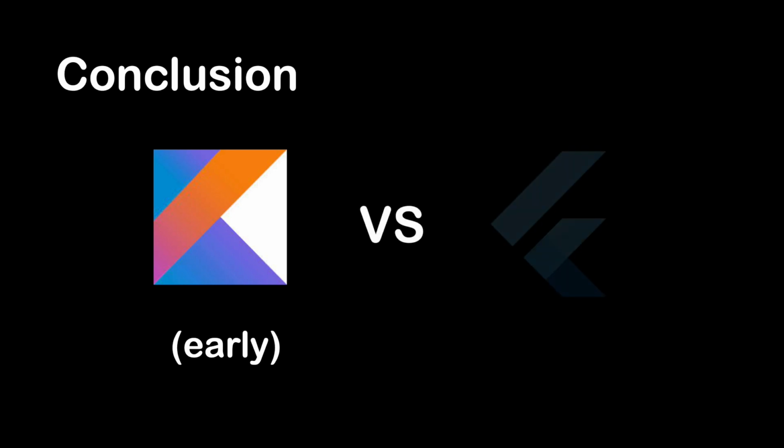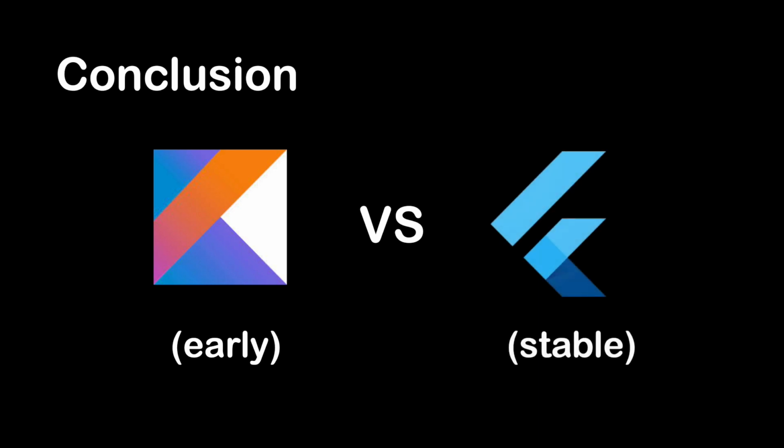Conclusion: Kotlin Multiplatform is in its early stage of development and has the potential to become a standard cross-platform development solution. On the other hand, Flutter is cost-effective, stable, and allows developing apps fast without significant limitations. Both Kotlin Multiplatform and Flutter are state-of-the-art technologies that support creating multi-platform apps. Selecting between the two is a matter of understanding your priorities.